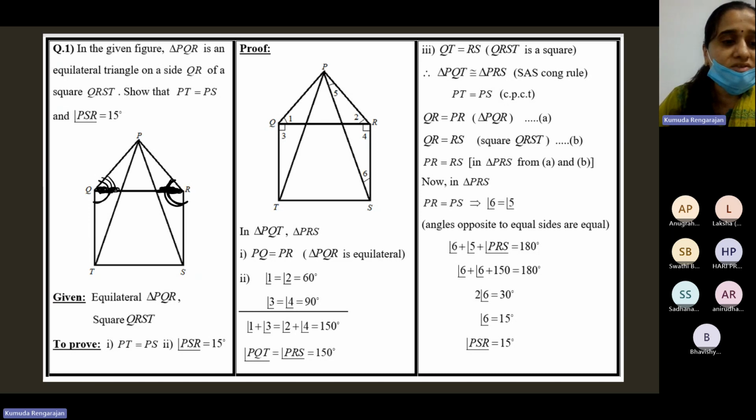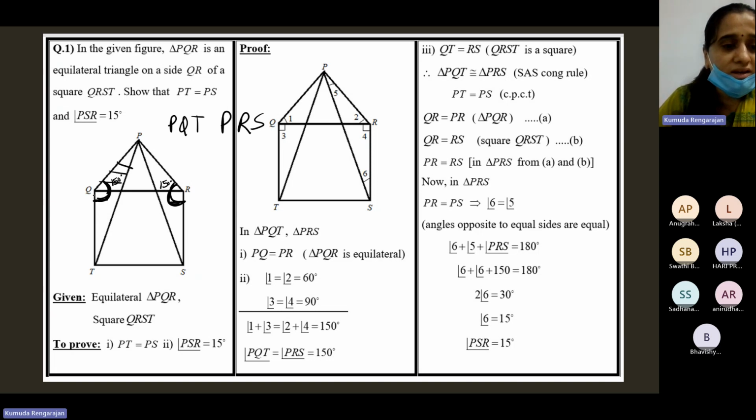Now this one is 60 degrees and below is 90. This is 60 and this is 90. So this full angle is equal to 60 plus 90, 150 degrees. The same on the other side. 60 plus 90, this full angle is 150 degrees. Now, in triangle PQT and PRS.